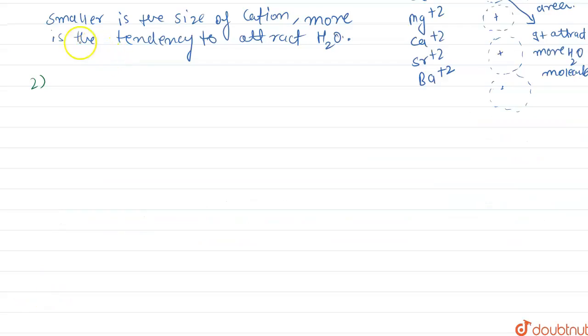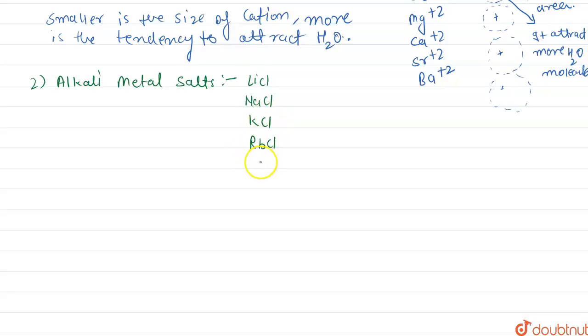We know that the alkali metal salts are LiCl, NaCl, KCl, RbCl, and CsCl. We know that in group first, as we move down the group, the size increases, and the reason is the same as we have given above. But here we have to compare the salt of an alkali metal with an alkaline earth metal. So we will take LiCl and BeCl2.